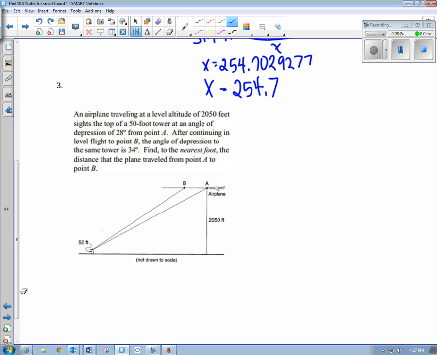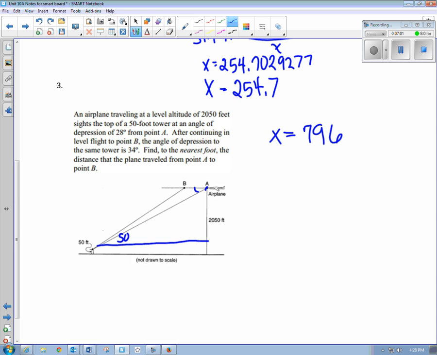I'm not going to actually go through and do this last question with you, but I am going to give you a couple of pointers here, and I will give you the final answer. Your final answer in this one should be 796. They do give us a little bit of information here. They tell us that an airplane is up here and it sights the top of a 50-foot tower at an angle of depression that is 28 degrees from point A. So angle of depression we know is really right here, but I'm going to put that angle of depression in down here.